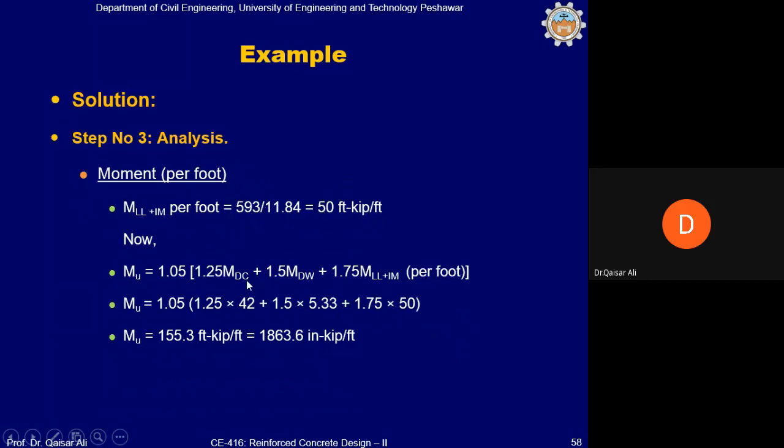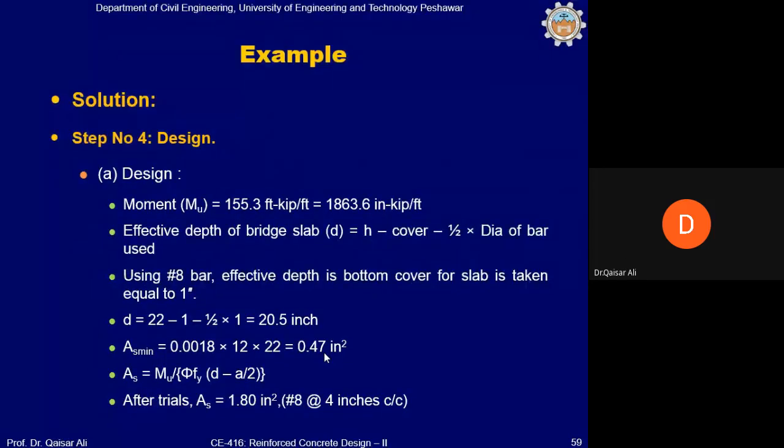Now we will calculate the amplified bending moments: 1.05 into 1.25 MDC plus MDW, where MDC is the dead load moment, MDW is the wearing surface bending moment, and this is the live load bending moment, 1.75 into 50. This gives us a bending moment of 155.3 foot kip per foot. When we convert this into inch kip per foot, we multiply by 12 and we get 1863.6 inch kip per foot. Now we can design this very easily. The bending moment is 1863.6 inch kip per foot.